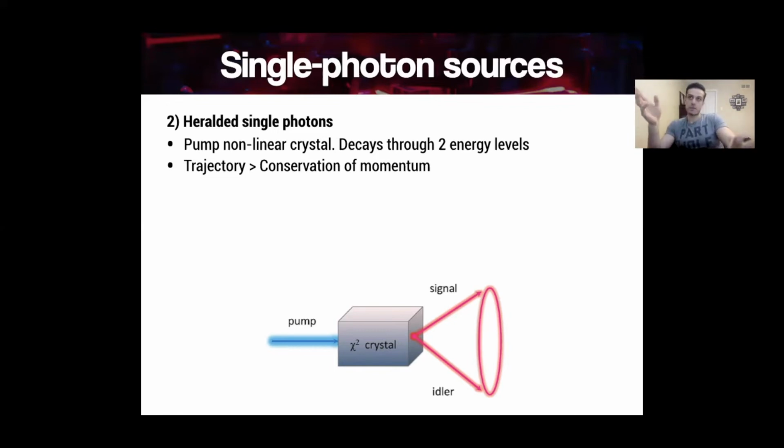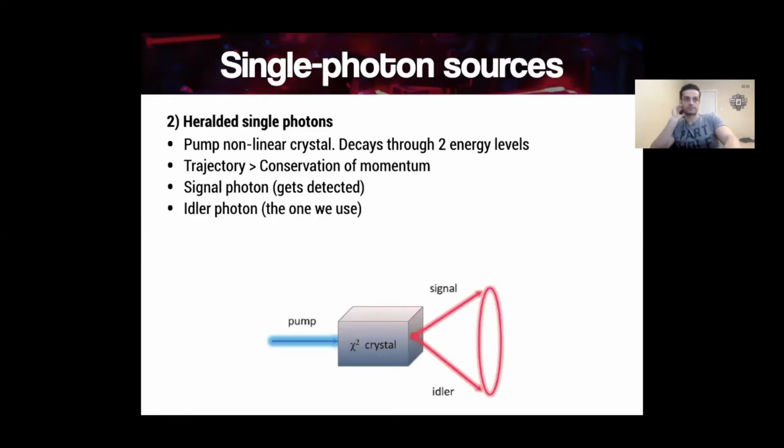Due to the conservation of momentum, the trajectory is going to be fixed, so we know where they're going to come out. And what we do is that there's a signal photon that gets detected. And we put maybe a sensor here in front of the signal photon. When that detector goes off, we then know that there's another photon here. And this is the photon that we use for our experiment. That's the one we use.